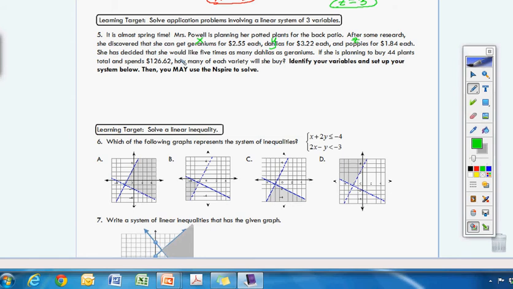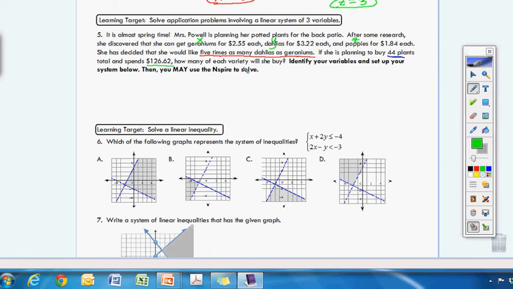She has decided that she would like, and I'm going to underline this, it's going to be something that we're going to look at, 5 times as many dahlias as geraniums. If she is planning to buy 44 plants and spend a total of $126.62, how many of each variety will she buy?